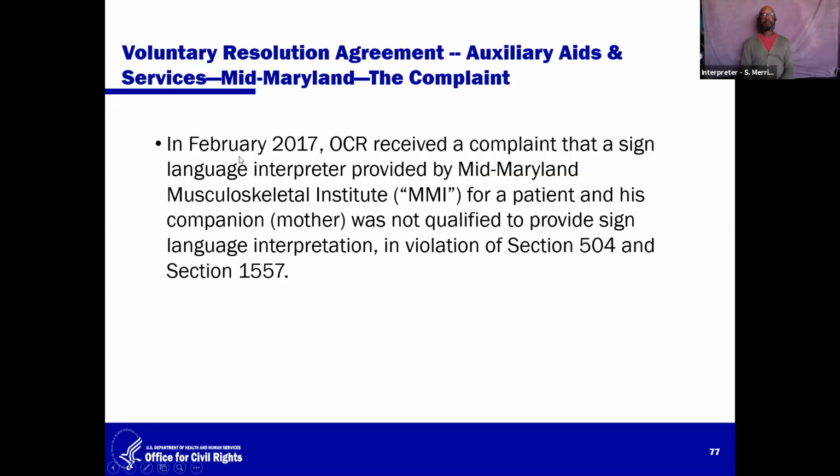We received this complaint in February 2017 against Mid-Maryland Musculoskeletal Institute, which is a large orthopedic practice in Maryland. It was filed by a mother on behalf of herself and her minor son, both of whom were deaf. And it was in regards to a sign language interpreter that was provided to the minor son at a physical therapy appointment, but one that was not qualified to provide sign language interpreting. And this raised concerns of violations of Section 504 and Section 1557.